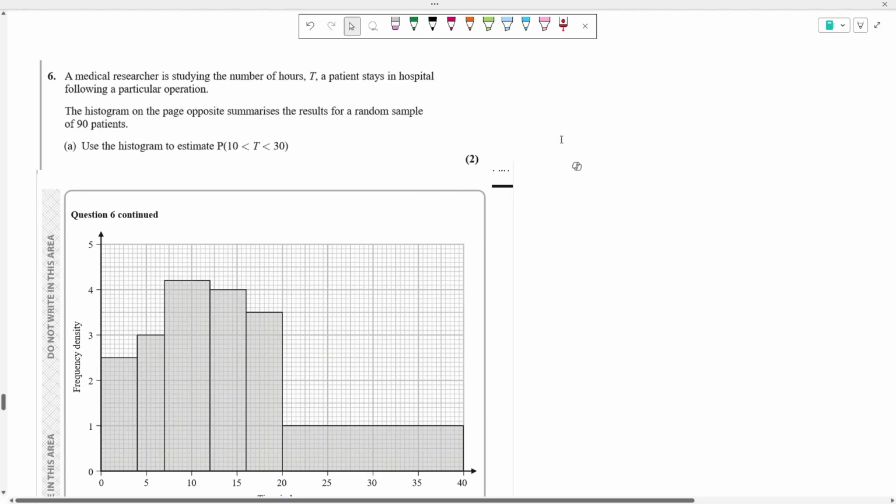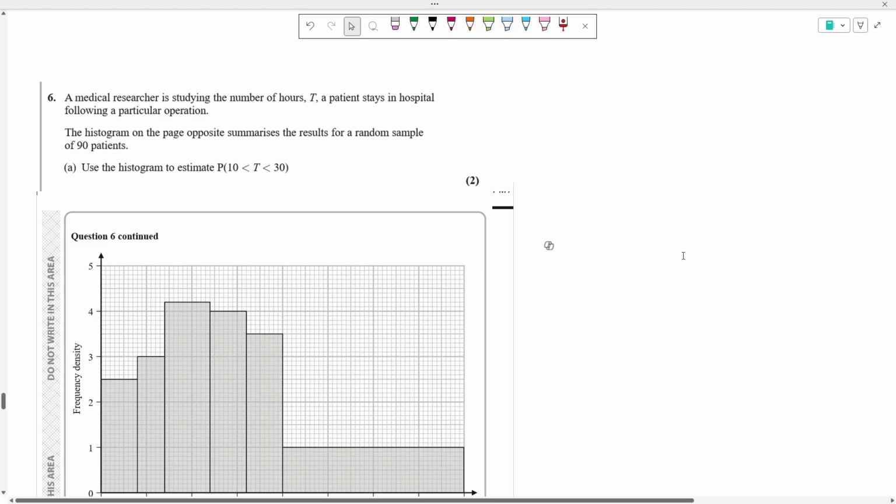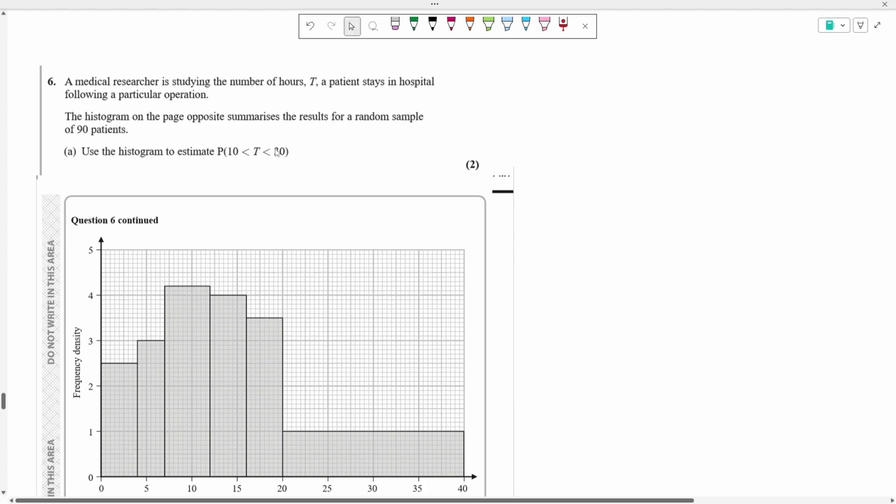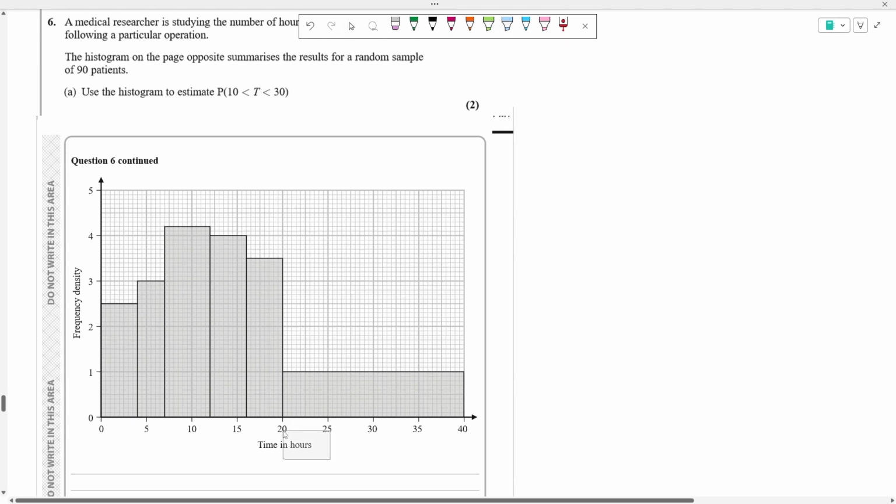For question 6, I kind of just separated the different parts. So we've got part A here. A medical researcher is studying the number of hours T a patient stays in hospital following a particular operation. The histogram on the page opposite summarizes the results for the random sample of 90 patients. So we've got the total amount of patients, and we're trying to estimate the probability between 10 and 30 hours.